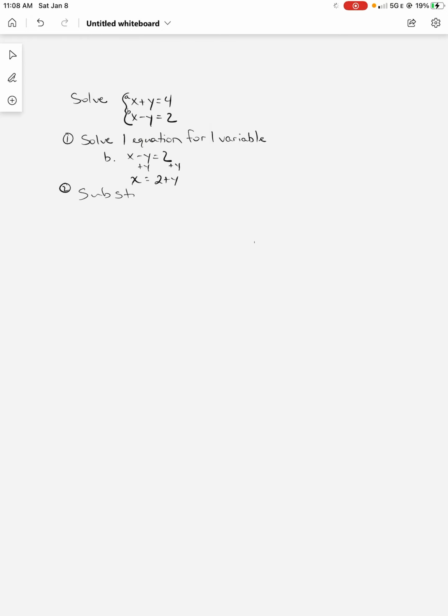the new expression that we just found into the other equation. So in this case, we take x equal to 2 plus y, and we have to use A because we used B in step 1. So I take my A equation, which is x plus y equals 4, and I replace the x with 2 plus y.